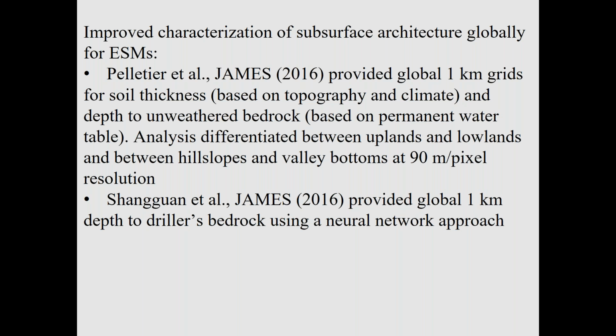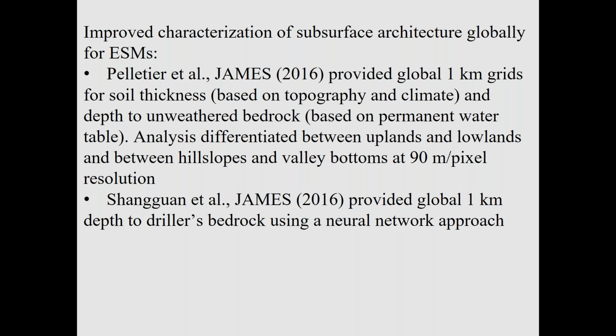So in this first slide here, I'm just going to highlight a couple of papers that were published last year. In a paper that I wrote with colleagues at the U of A, James 2016, we provided global 1 kilometer gridded data sets for soil thickness. And these were based on topography and climate relationships, and also the depth to unweathered bedrock, so fresh bedrock with very low porosity. And that was based on a control from permanent water table. So I'll discuss this in a bit more detail.